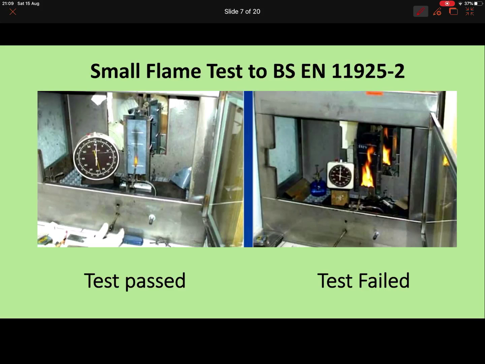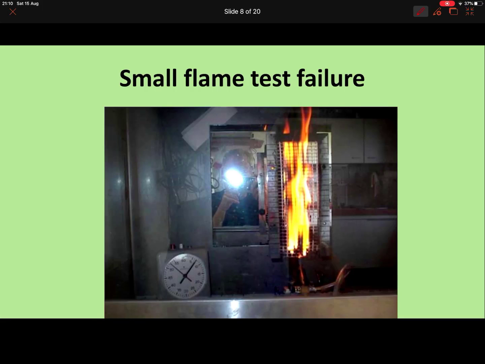And if the product ignites and the flame exceeds that 150 millimeters, it's a fail. The left hand side is an obvious pass, and the right hand side is a fail. So the left hand side could progress to be tested for either B, C, or D, and the right hand side would either achieve an E or an F, dependent upon how long it took that flame to get to that particular point.